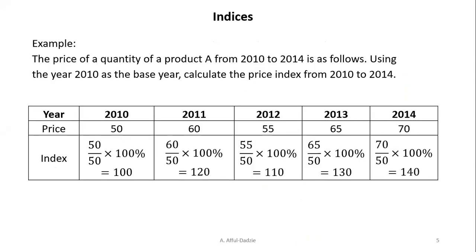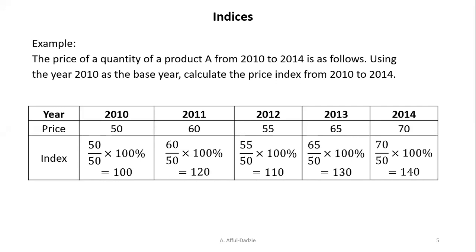All right, so let's take an example here. It says the price of a quantity of a product A from 2010 to 2014 is as follows. Using the year 2010 as the base year, calculate the price index from 2010 to 2014. So we are assuming that the base price, or the base period, is 50, okay? Because the question says, let's take 2010 as the base period. Every other period is a new period of interest to us.